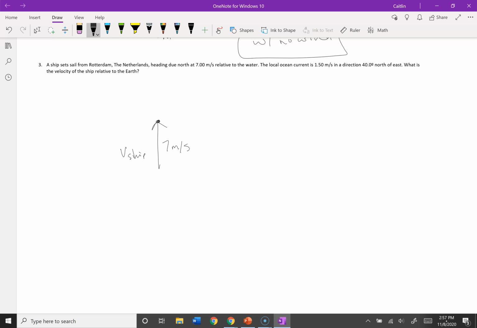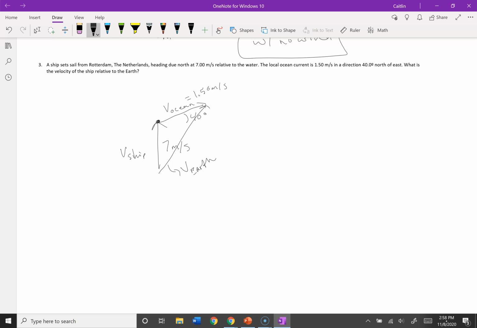So our river, or our ocean, is going this direction at 40 degrees. We're going to say V of the ocean. And it's got a speed of 1.5 meters per second. Our question is, what is V of the boat relative to the Earth? In other words, I want the resultant vector.